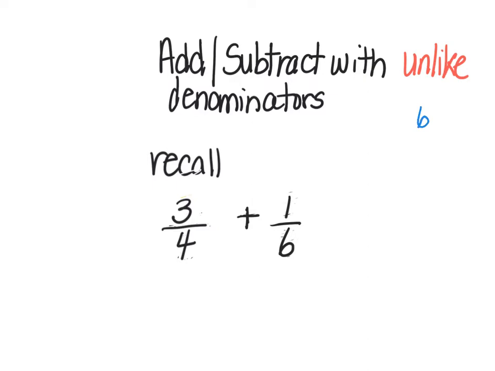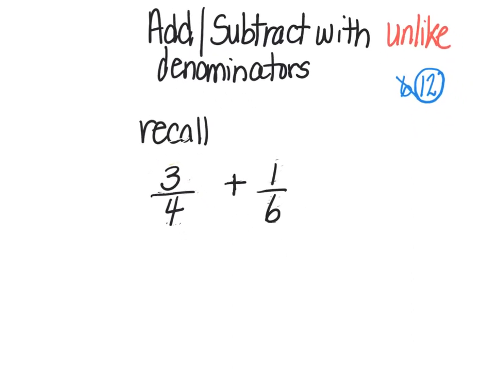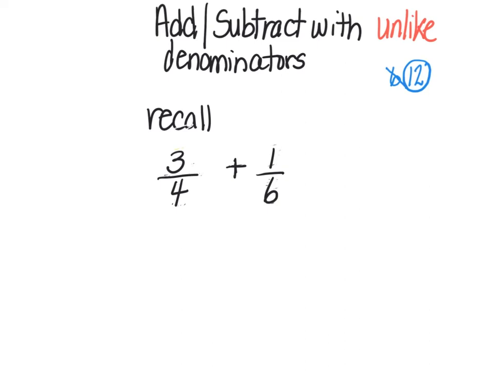And 4 can't be divided by 6, so that means that 4 isn't a factor of 6. So I'll go with the next multiple of 6, which is 12. And 12 can be divided by 4, so that means that my LCD is going to be 12. So I'm going to build equivalent fractions that have denominators of 12, because that is the LCD.